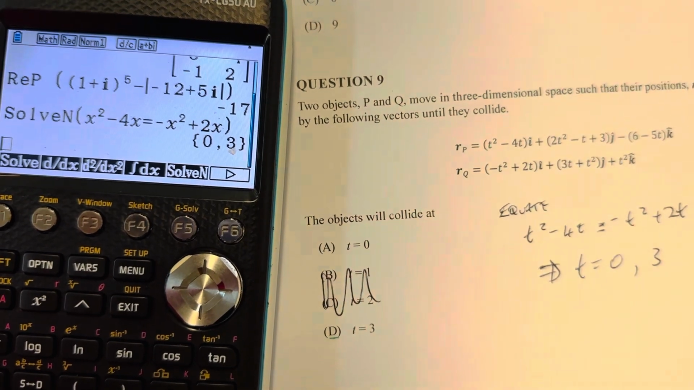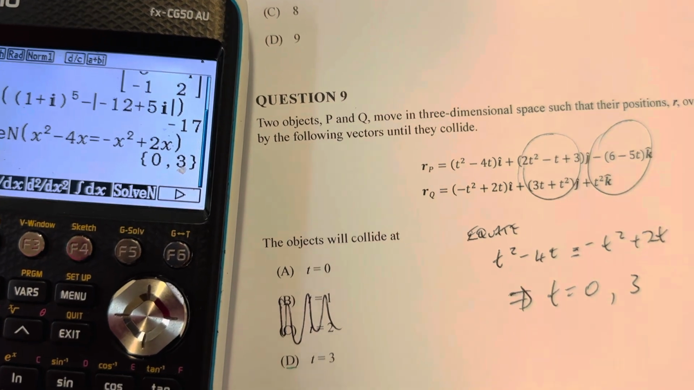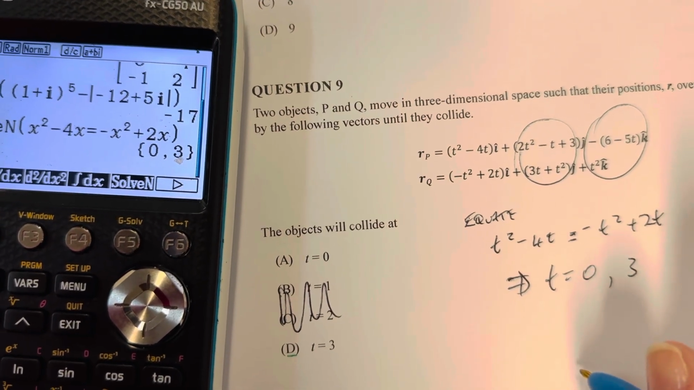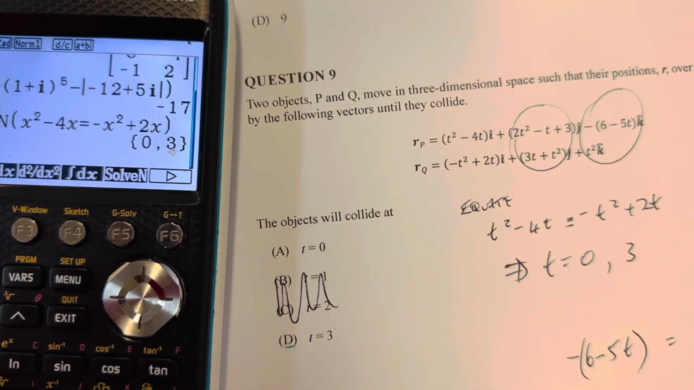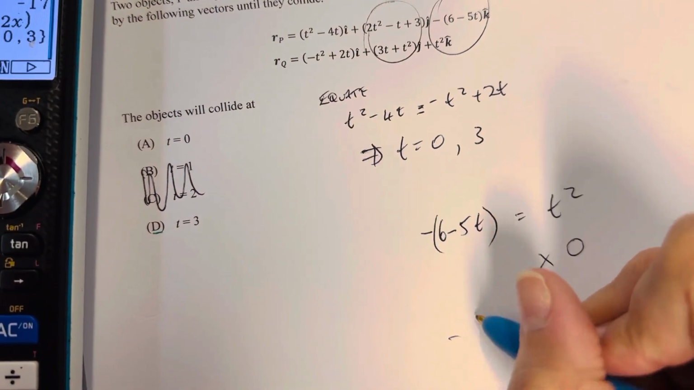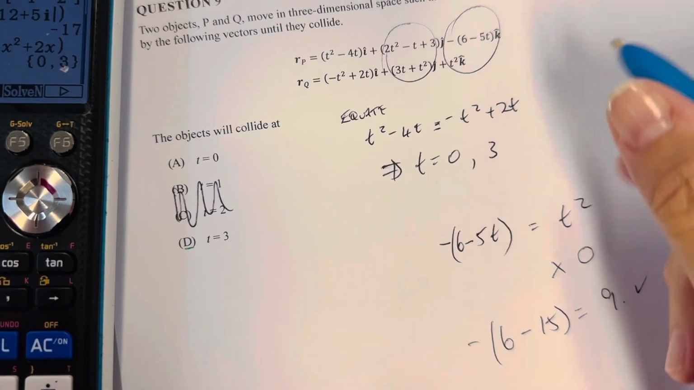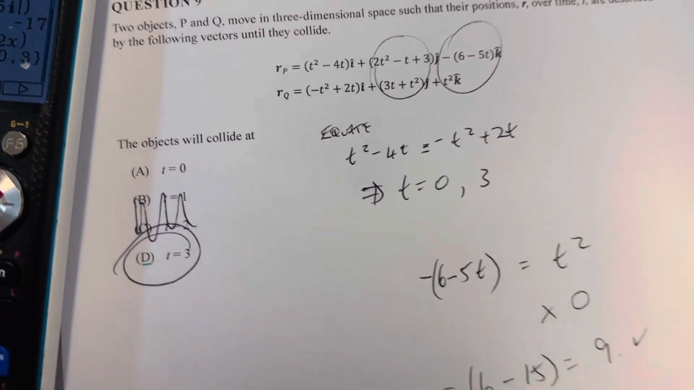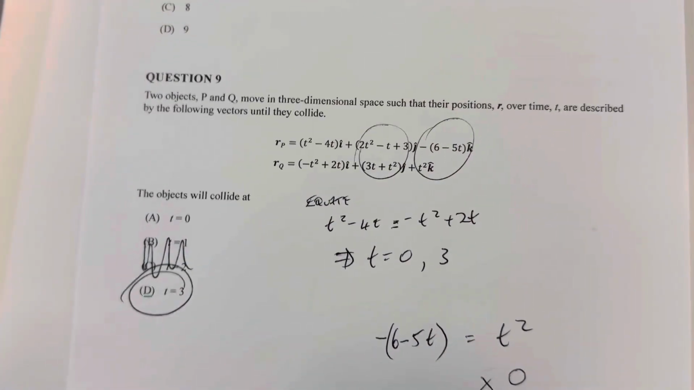So it's not going to be either of those. Just looking at either these ones or these ones. I'm going to go k. If you look at k, it's negative 6 minus 5t, got to equal t squared. That's not going to work for 0, but negative 6 minus 15 is going to equal 9. So 3 is the one you want. You could have done that by just checking that 0 doesn't work, so it'll be 3.